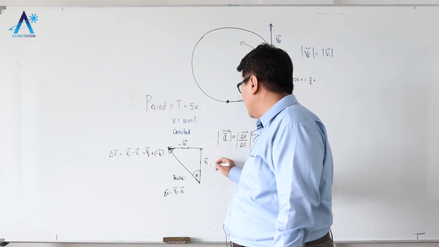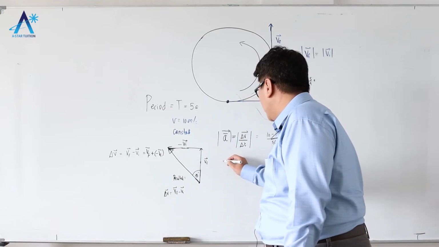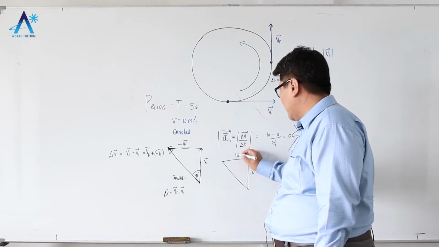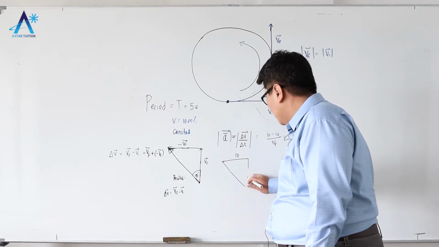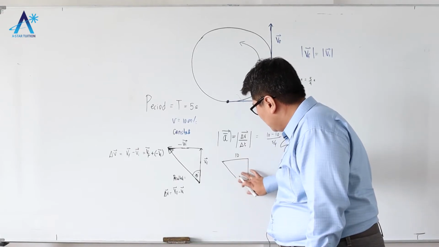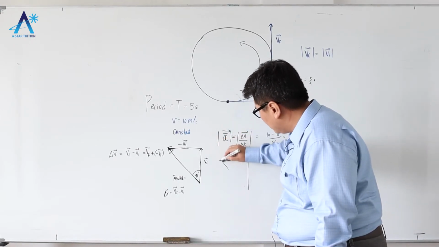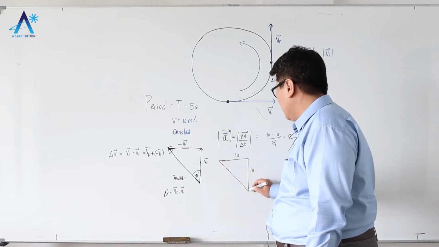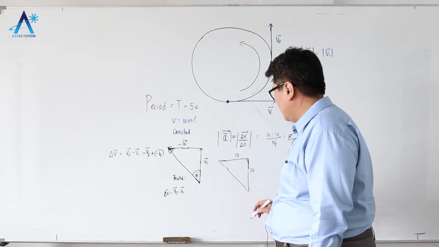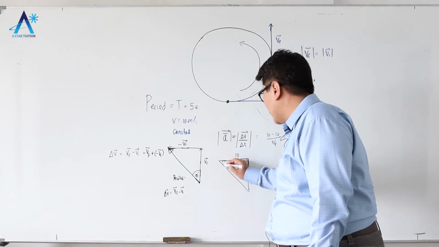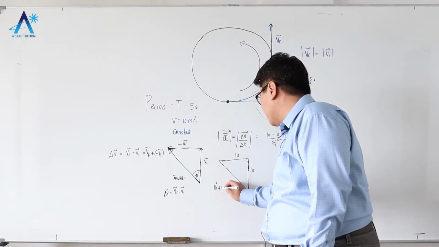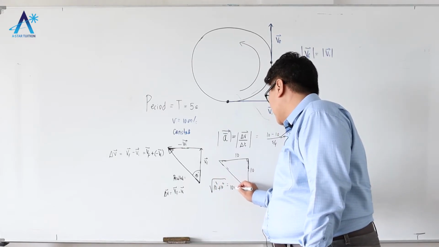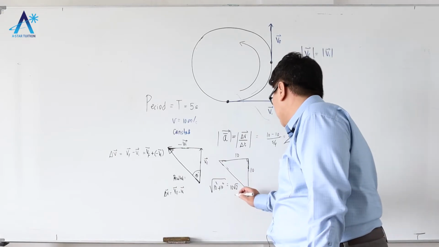The magnitude of vf is 10, so imagine you have this triangle. This is 10 and this is 10. Then you can find the hypotenuse by using the Pythagoras theorem. So 10 squared plus 10 squared, square root of that, gives you 10 root 2 meters per second.